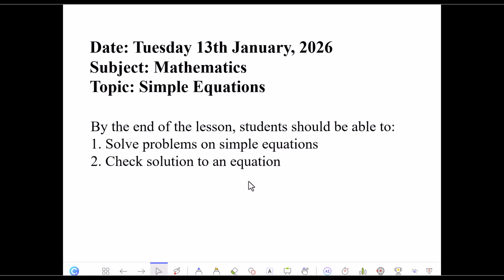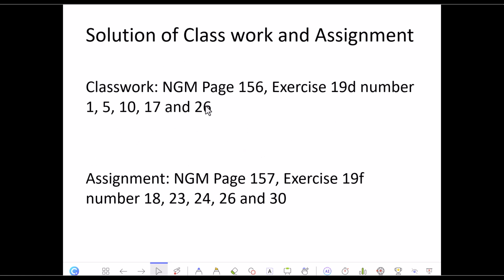Now we stopped at the classwork and the assignment I gave in our yesterday's lesson, and that is on page 156, exercise 19D in our mathematics textbook. So this was what we did in class. We tried to solve it together in class and see how we understand it. Then together with this assignment, which is on page 157, exercise 19F, and these are the numbers.